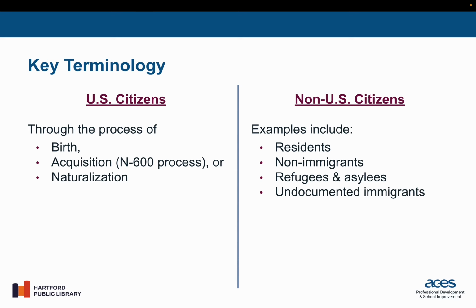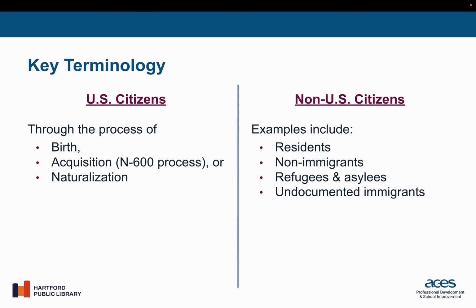People are made U.S. citizens by birth, by acquisition, or by naturalization. People who are born in any of the 50 states or in most U.S. territories are citizens of the United States by birth. Those born outside of the United States, whose parents are U.S. citizens, may become a U.S. citizen themselves by acquisition before the age of 18.